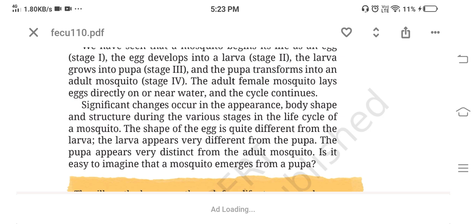Significant changes occur in appearance, body shape and structure during the various stages in the life cycle of mosquitoes. The shape of the mosquito is quite different from the larva, and the appearance is very different from the pupa. Is it easy to imagine that a mosquito emerges from a pupa?